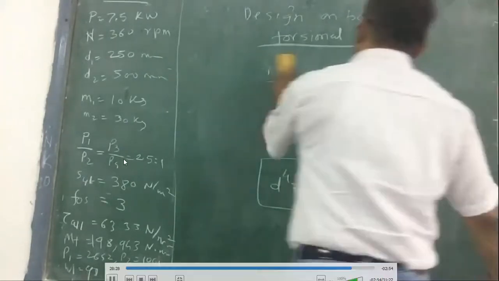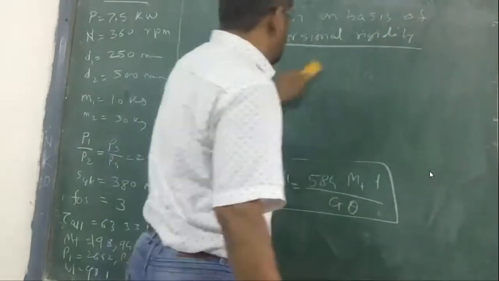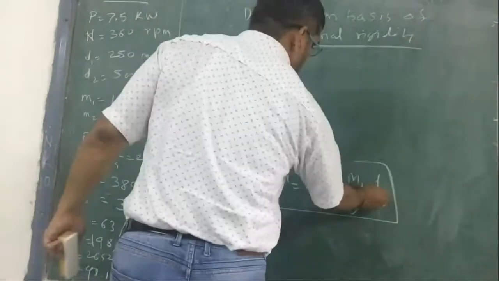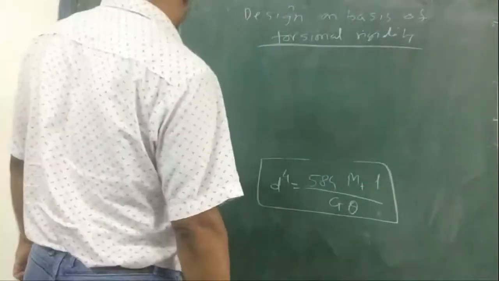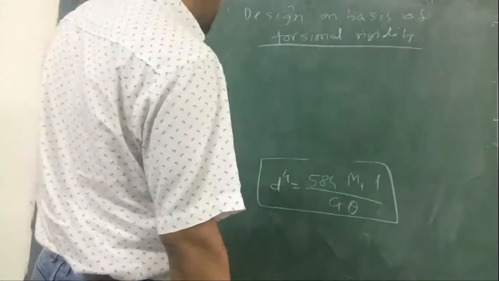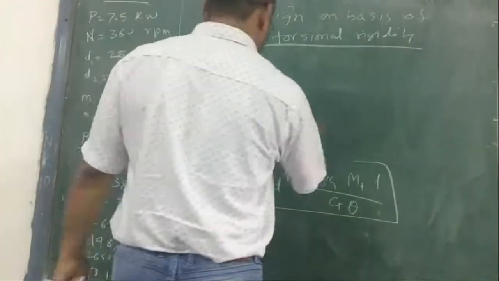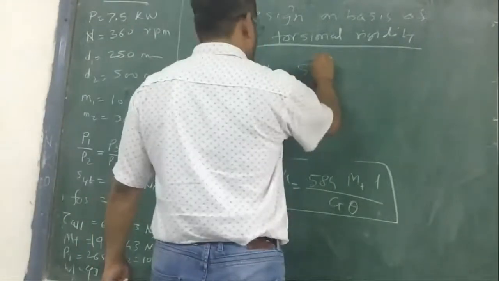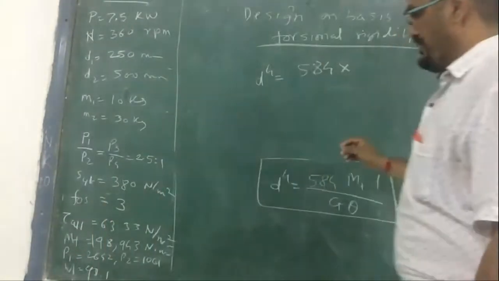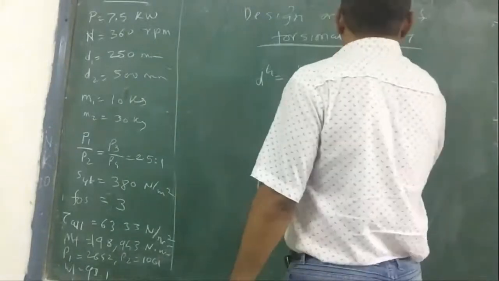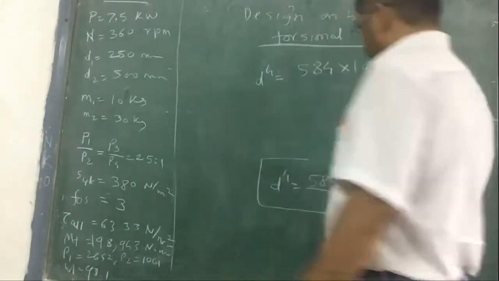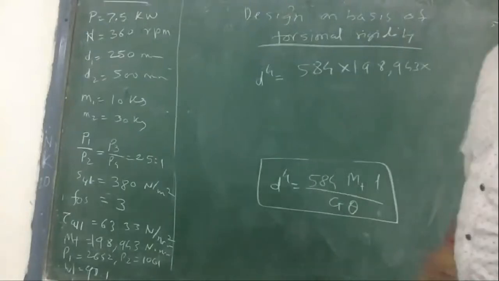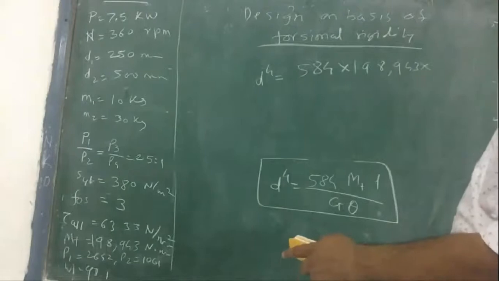Now we design the shaft on the basis of torsional rigidity. So we know Mt, L is given, right? And G and theta are given, right? So we'll try to find d raised to 4 is equal to 584. What is Mt? 198,943, right? Now we have to put in G, L and theta. Theta is given as 0.5 and G is also given, right?